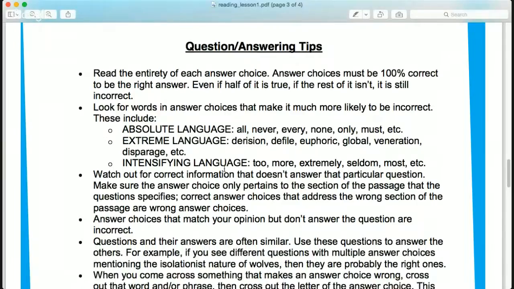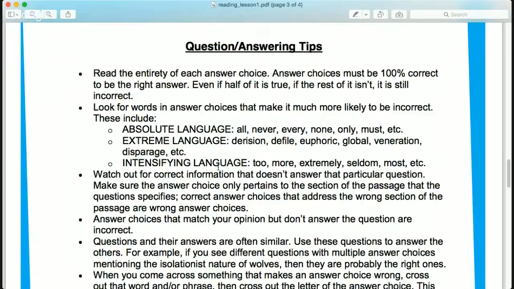Alright, so now we're getting into some tips for answering questions. Read the entirety of each answer choice. Answer choices must be 100% correct to be the right answer. Even if half of it is true, if the rest of it isn't, it's still incorrect. Remember this. They will try to trick you. There might be one that seems to be right, except for one aspect of it that will be the wrong answer.